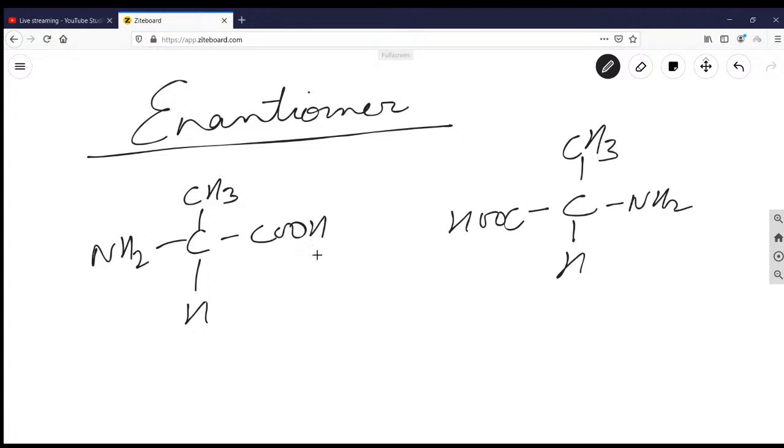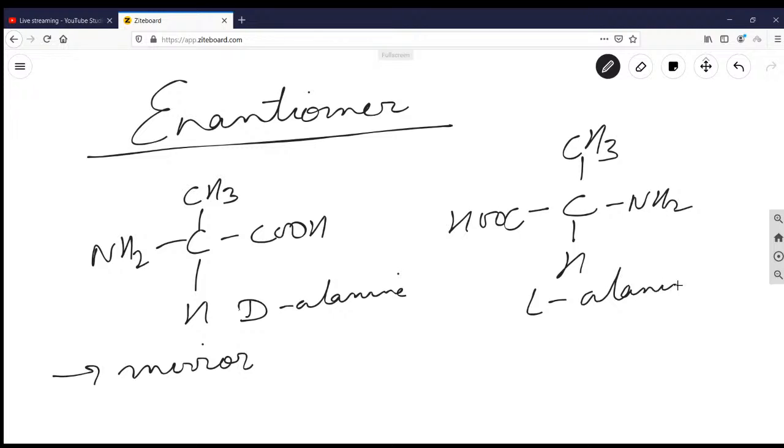So enantiomers are what? They are mirror images, but non-superimposable. You can say D-alanine and L-alanine. This one, with COOH on this side, will be D, and this one will be your L-alanine. So they are mirror images, but they are non-superimposable.